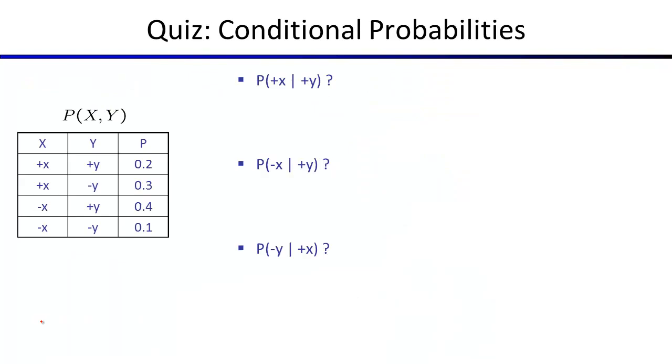All right, let's do another quick quiz here. Let's have you compute conditional probabilities for the joint distribution over x and y, and have you compute these three conditional probabilities here.